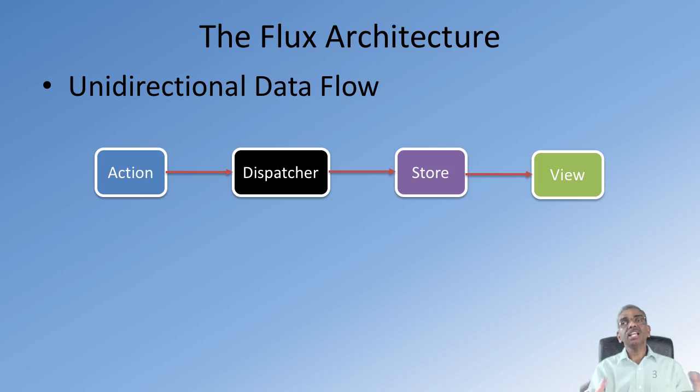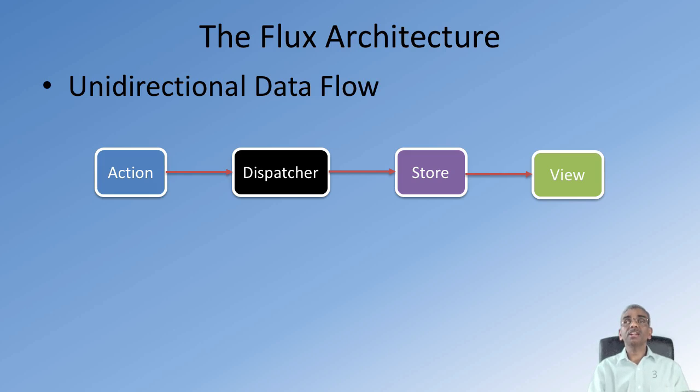Now, what is the salient feature of this Flux architecture, or the Flux approach for developing applications? One of the salient features is unidirectional data flow. The problem they encountered with MVC was that the updates lead to a cascading flow of updates within the models, and it becomes a tangled web which becomes untenable after a period of time.